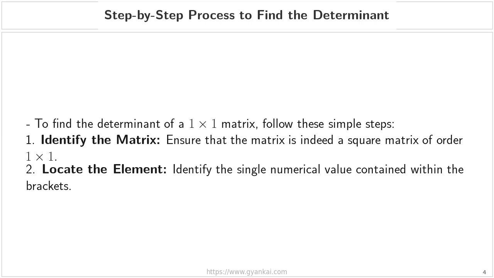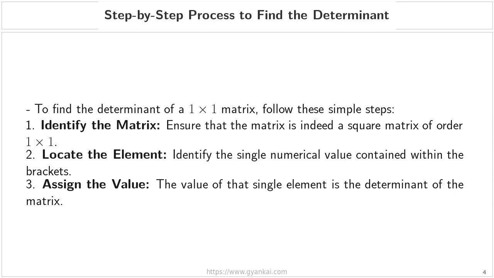Second, once you've confirmed the order, your next task is to locate the element. Look inside those square brackets and identify the single numerical value contained within them. Finally, you simply assign the value. There is no complex multiplication or subtraction needed here. The value of that single element is, by definition, your determinant. It sounds almost too simple, doesn't it? But as we will see in our next slide, even in a real-world scenario like asset valuation, this straightforward rule is exactly what you'll apply.